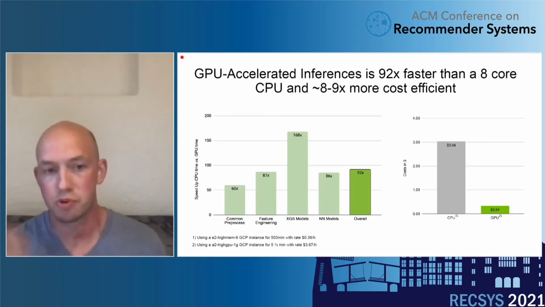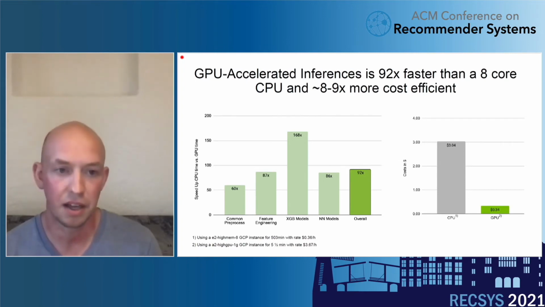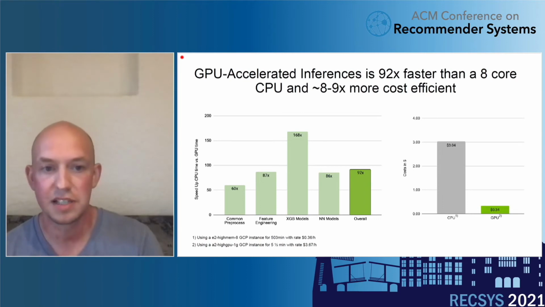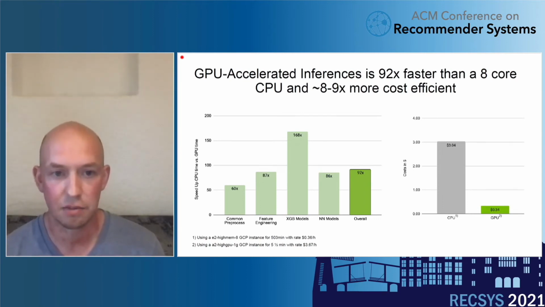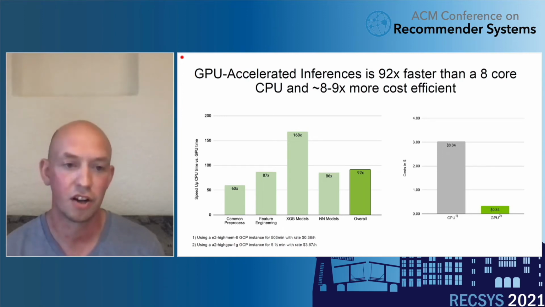And then we wanted to break it down in terms of whether only certain models are accelerated. And we can see over all the different steps speed ups between 60x and 168x, with an overall average of 92x. And each of the steps was really important to accelerate. It would not work with only a few or only one step.